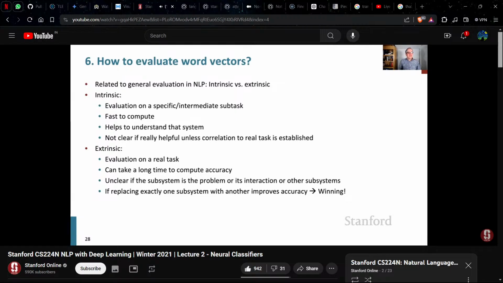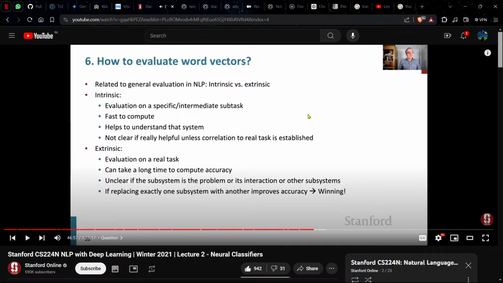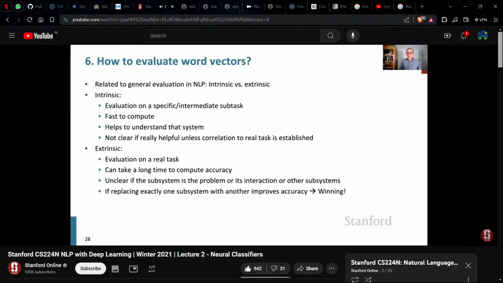And normally, intrinsic evaluations are fast to compute. They help you to understand the component you've been working on, but often simply trying to optimize that component may or may not have a very big good effect on the overall system that you're trying to build. So people have also been very interested in extrinsic evaluations.